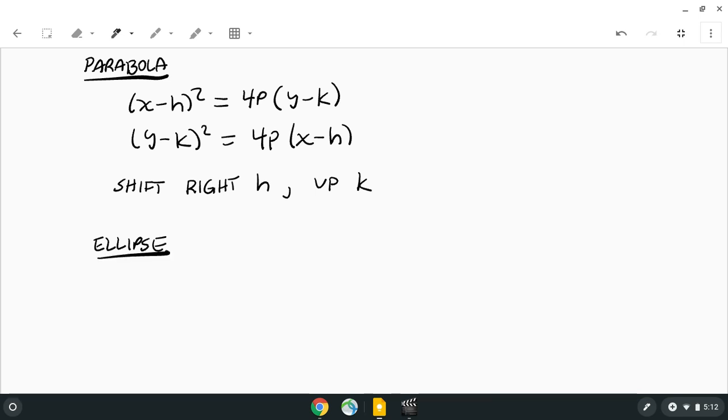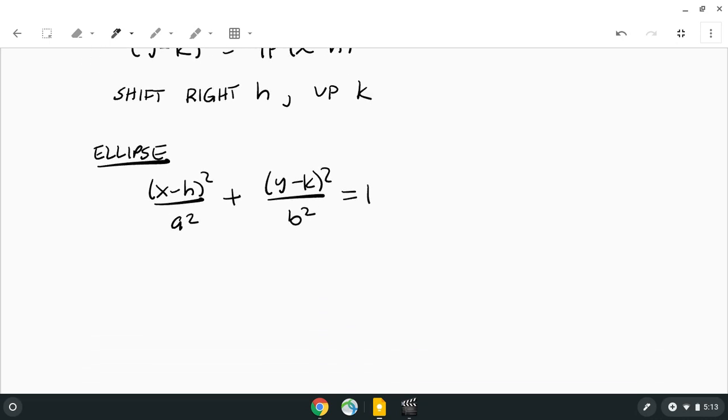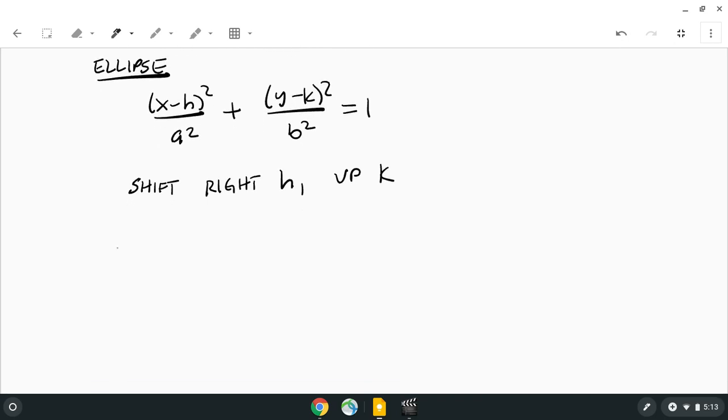And then for the ellipse, same thing. We only have one equation there: x minus h squared over a squared plus y minus k squared over b squared equals 1. Again, you're just going to shift it right h and up k. If you have positive instead of minus, then you would go the other direction. Okay, hyperbola.